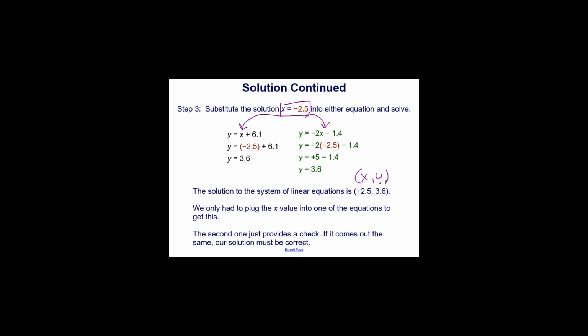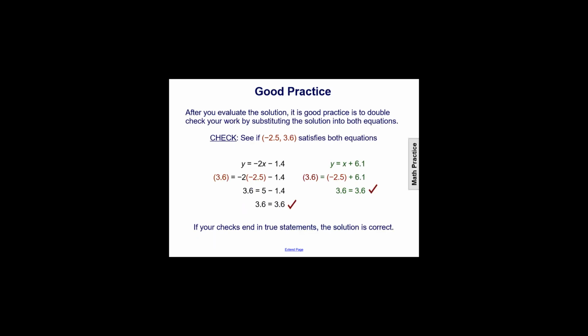If it comes out the same, our solution must be correct. Now, another good habit or good practice is to check your solution after you found both the x and y values. After you evaluate the solution, it's good practice to double check your work by substituting the solution into both equations and making sure you get a true statement for both equations.